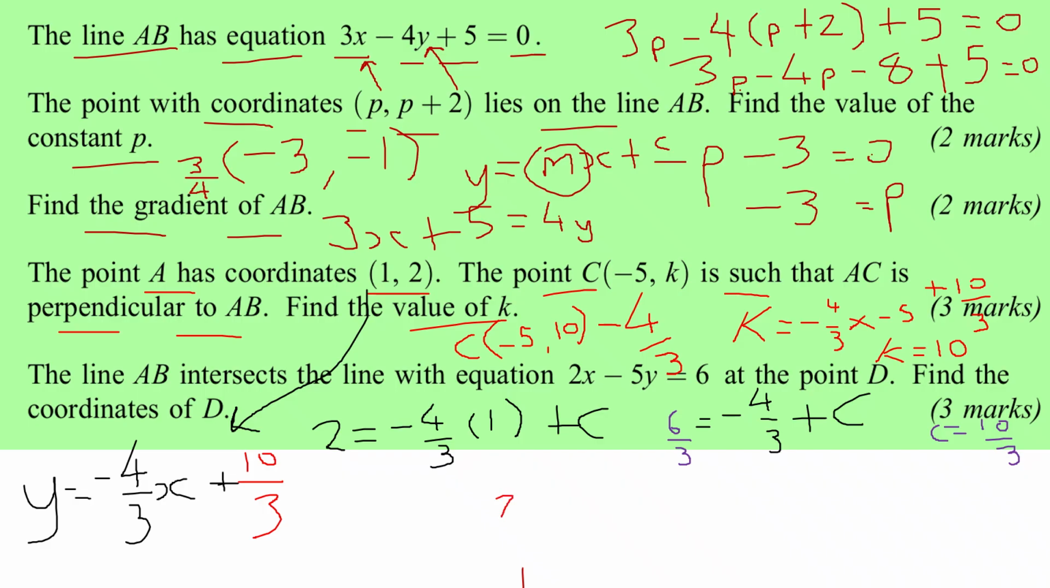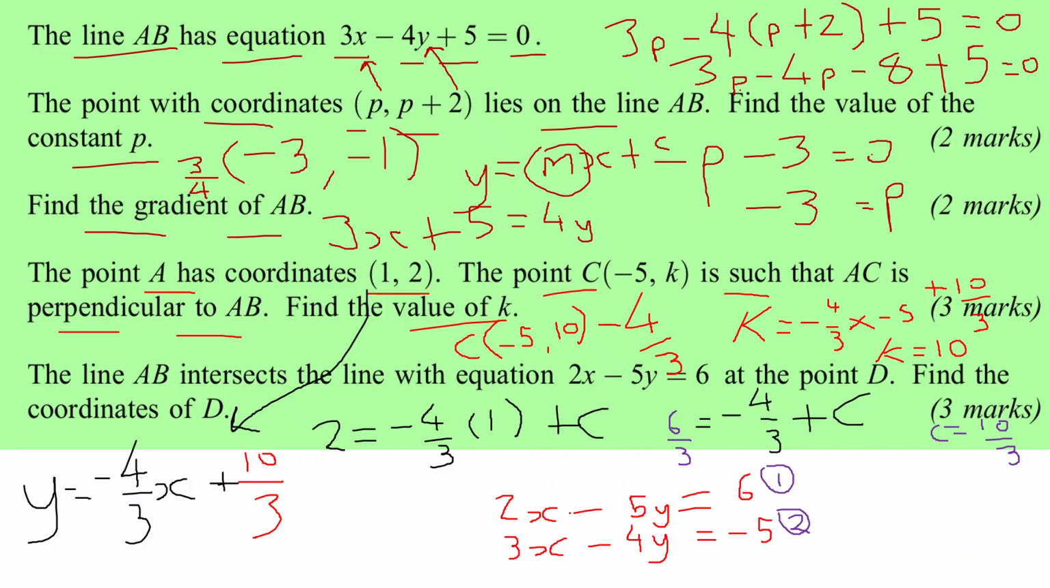So I'm going to copy down here the 2x minus 5y is equal to 6. And then I'm going to rearrange the equation of AB in this similar format. So all I'm going to do here is subtract 5 from both sides. So I'm going to have 3x minus 4y is equal to minus 5. I'm going to label equation 1 and equation 2. And I'm going to solve them simultaneously because where they intersect, the x and y values are going to be the same.